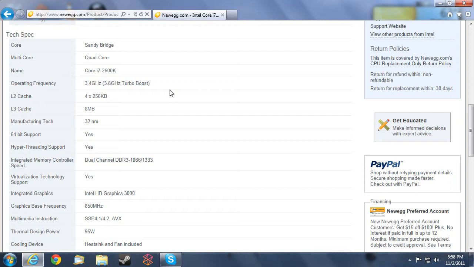So it's really all about a balancing act, balancing the number of cores, the frequency, as well as the cache, which I'm going to get to next.